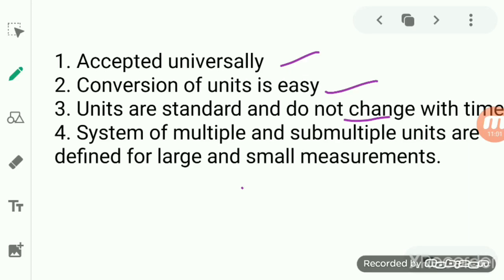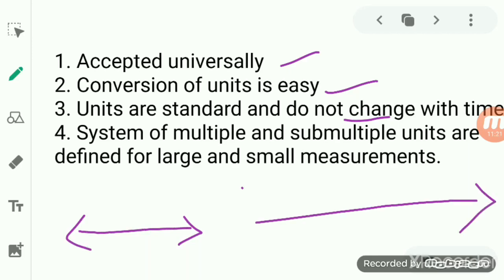Now the next one: a system of multiple and sub-multiple units is defined for large and small measurements. Suppose you are going to measure a small length or a bigger length, or a small quantity of water or a larger quantity of water. Every time, there is a small measurement, and a large measurement is also there.